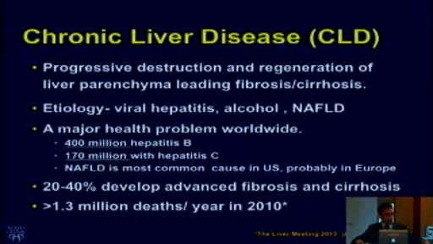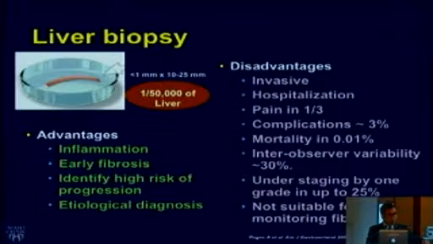Now, as you all know, chronic liver disease is a major health concern. It affects nearly 1 billion people around the world, and nearly 20 to 40% of them develop fibrosis and cirrhosis, and they are responsible for more than 1.3 million deaths per year worldwide.